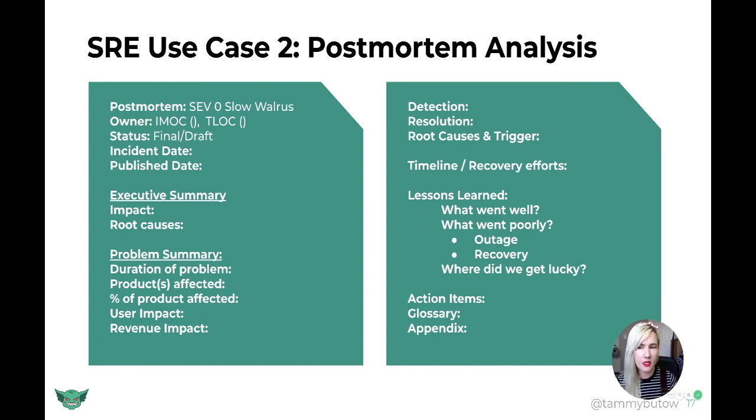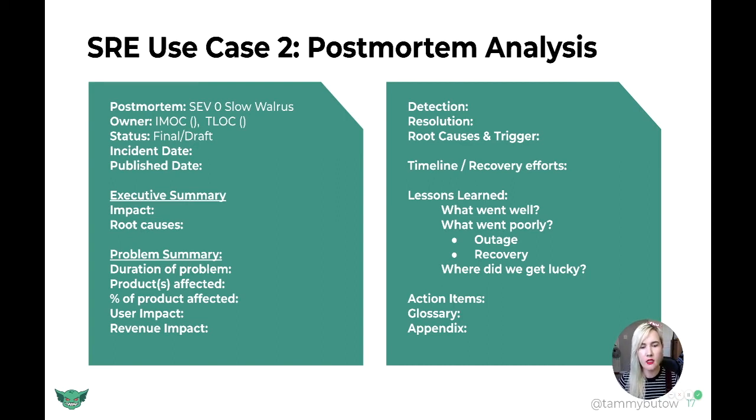Then we have an executive summary, which includes the impact and the root causes. Then we want to have the problem summary, duration of the problem, products affected, percentage of the product affected, user impact, revenue impact, detection, resolution, root causes and trigger, then a full timeline of all recovery efforts, including timestamps and what happened, who did what, then lessons learned, what went well, what went poorly, outage, recovery, where did we get lucky?